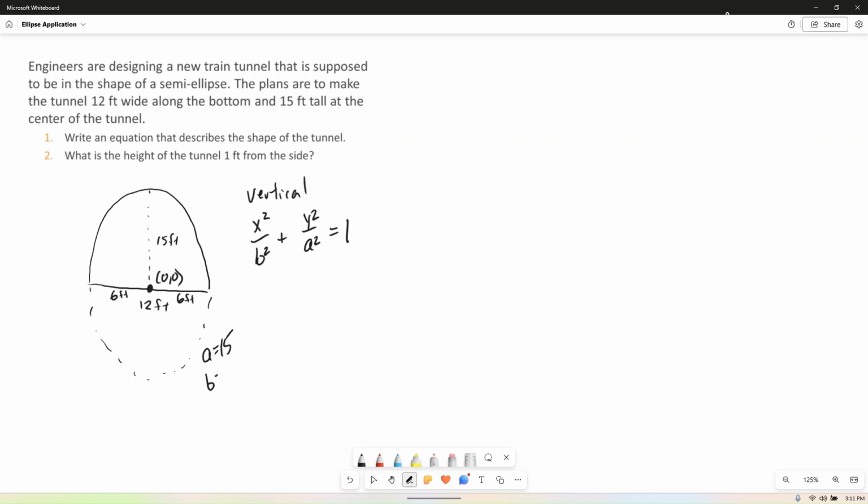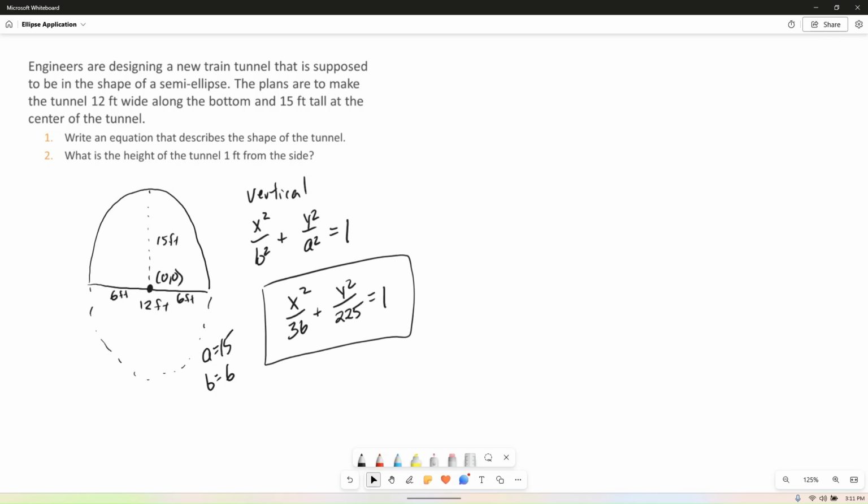B is the shortest distance, which is 6. So I already know the A and the B value. A is 15, B is 6. So my equation is going to be x squared over 36 plus y squared over 225, and all of that is equal to 1. So that is the equation that describes the full ellipse.